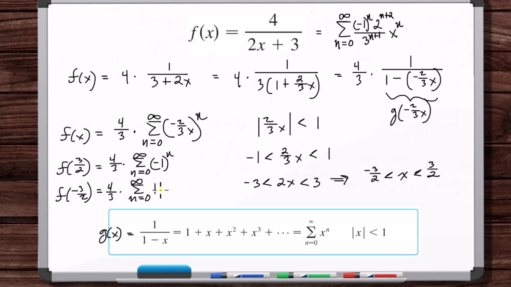This is 1 to the n. That diverges at 2. So the interval is minus 3/2 to 3/2, not including the endpoints.